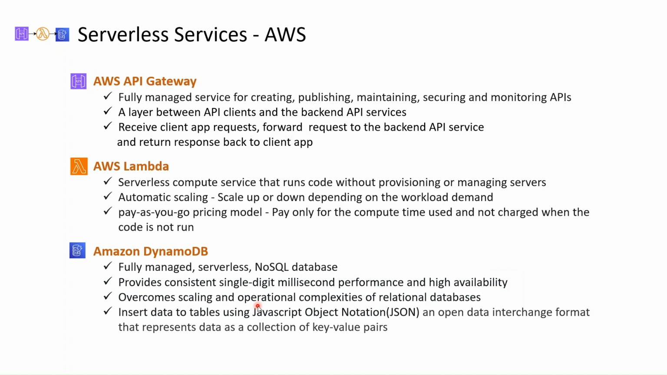Next, Lambda. Lambda is a serverless compute service that runs code without provisioning or managing servers. It can scale up or scale down depending on the workload demand. One of the main advantages of Lambda is that you are charged only for the compute time consumed, and there is no charge when the code is not run. Just for information, AWS Lambda is similar to Function App in Azure Cloud.